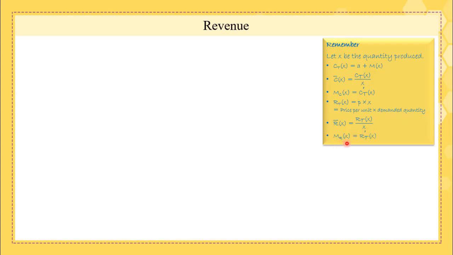Let us remember the following rules. Let X be the quantity produced. CT of X equals A plus M of X. C bar of X equals CT of X over X. MC of X equals the derivative of the total cost CT of X. And today we study the following rules. Total revenue, RT of X equals P times X, which is equal to the price per unit times demanded quantity. Average revenue, R bar of X equals RT of X over X. And finally, marginal revenue, MR of X, is the derivative of the total revenue RT of X.